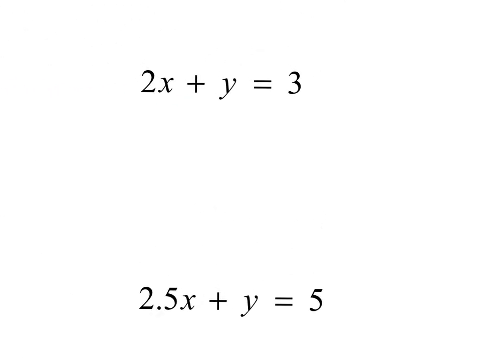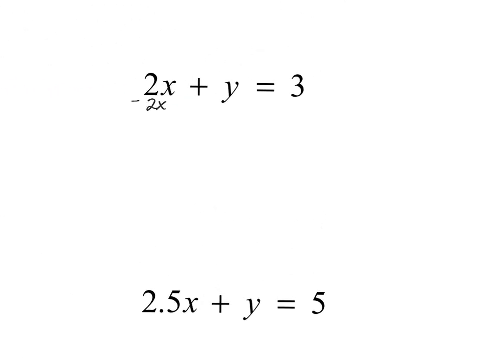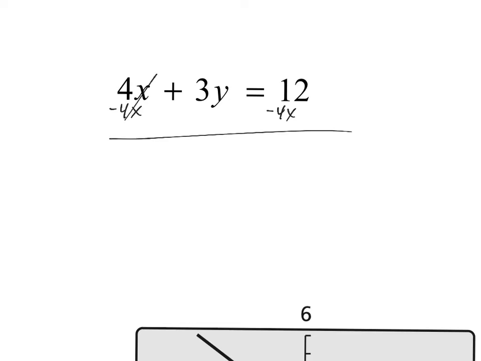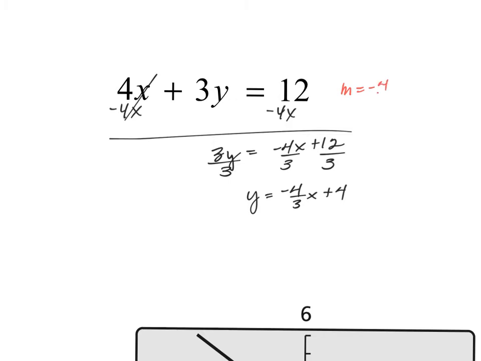So now let's go to this one. We're going to subtract 2x from both sides. Y equals negative 2x plus 3. So my slope is negative 2 over 1. Next up, minus 4x, minus 4x. 3y equals negative 4x plus 12. Divide by 3. Y equals negative 4/3 x plus 4. So my slope is going to be negative 4 over 3.